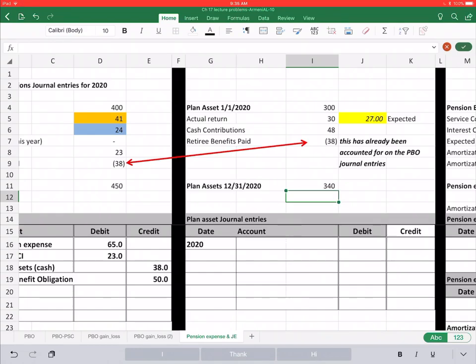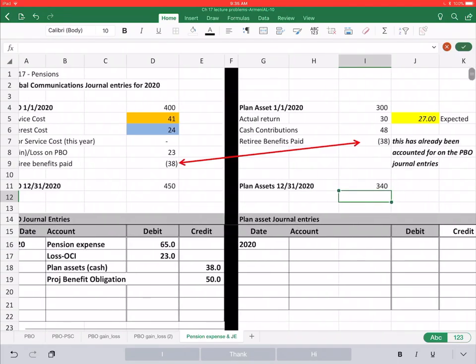We can calculate what the ending balance is given all of that information. Number two is we can make journal entries for what effects this had on the plan asset account. So here's where this red arrow is going to come into play. I just said that we're going to make journal entries for the plan asset account, but we already made one of the necessary journal entries.